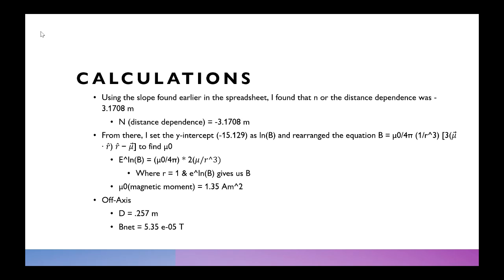squared. For off-axis calculations, we found that d is equal to 0.257 meters and that the magnitude of the magnetic field was 5.35 e to the negative 0.5 teslas.